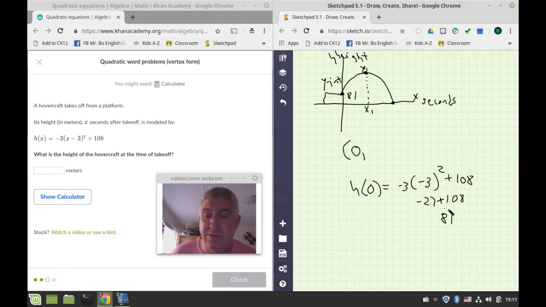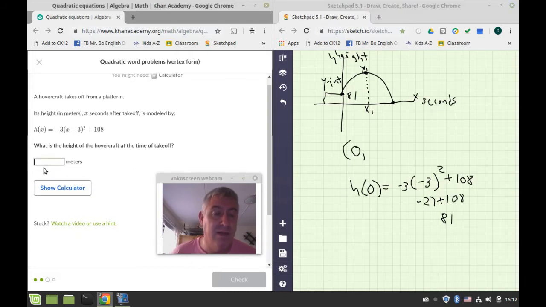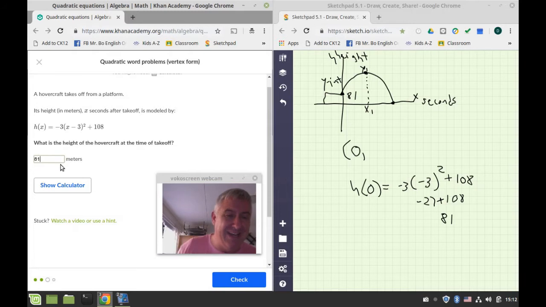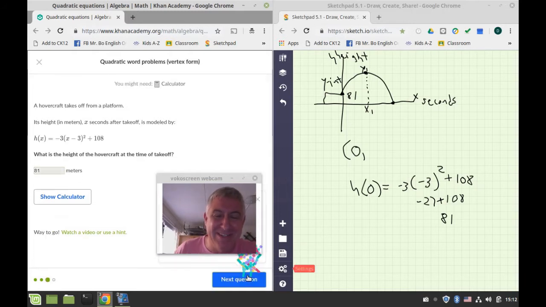Let me go through and double check that. Alright, so I've got 0 minus 3 is negative 3. Negative 3 squared is 9. Minus 3 is negative 27. Okay. That's a lot of meters.